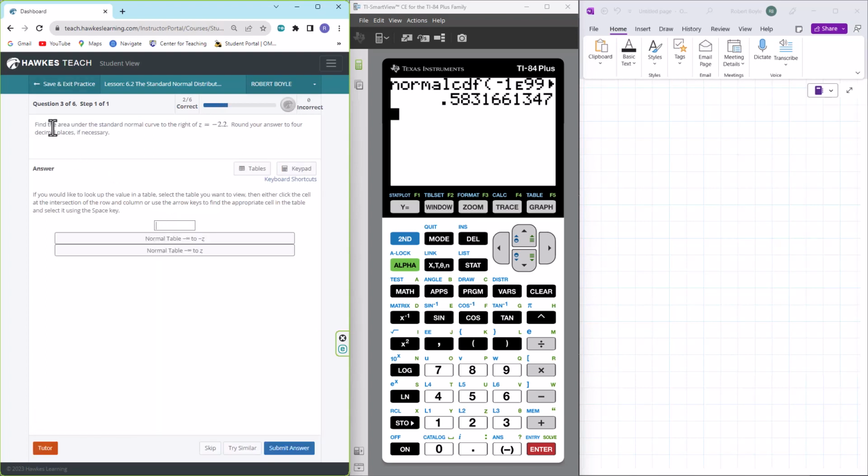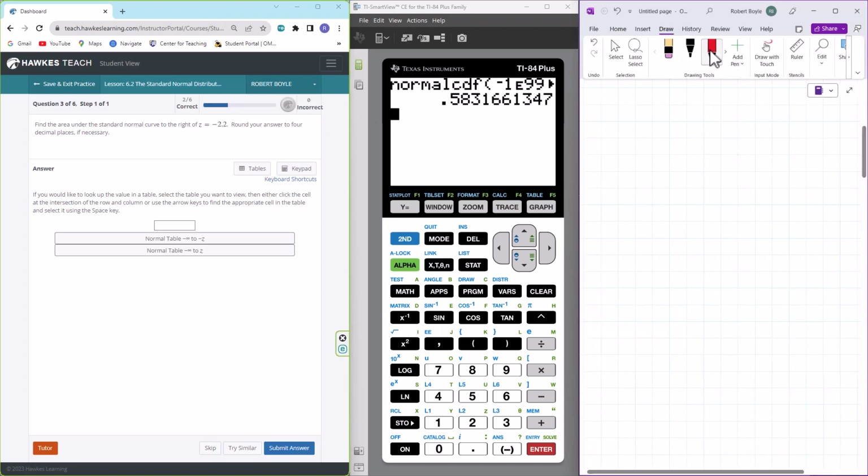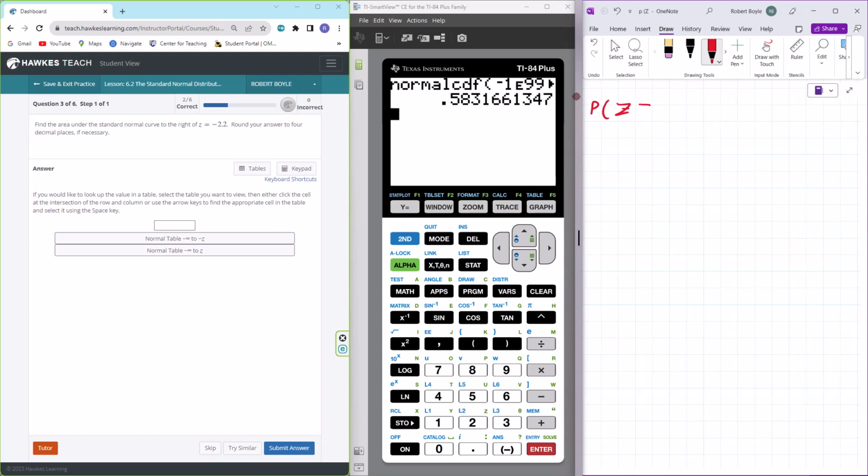Okay, so question 3, we want to find the area under the standard normal curve to the right of z equals negative 2.22. Now here we're going to take advantage of the symmetry of our standard normal, specifically by recognizing that the area to the right is the probability that z is greater than or equal to negative 2.2. I'm sorry, just negative 2.2. And that is equal to the probability that z is less than or equal to the negative of that value, specifically positive 2.2. And this we can look up in our tables.